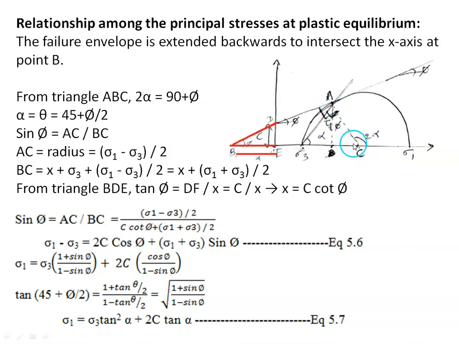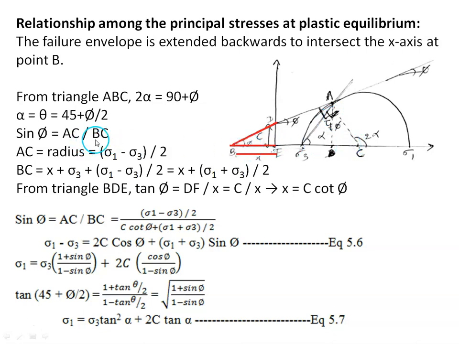So here 2 alpha equals 90 plus phi. Exterior angle equals the sum of the two interior angles. So from this we can write alpha equal to theta, where alpha and theta are both the same, the angle of repose. Alpha equals theta equals 45 plus phi by 2, half of this. Then sin phi equals AC divided by BC, for the same triangle.